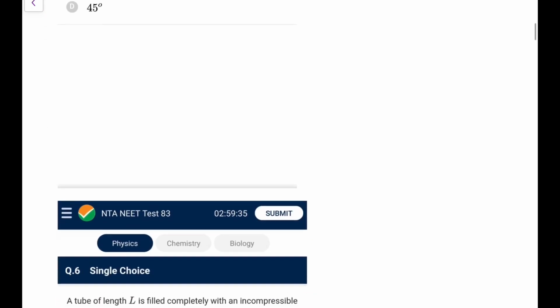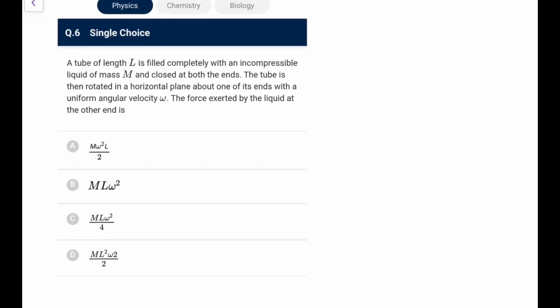Next, question number 6. You have a tube of length L filled completely with an incompressible liquid of mass m closed at both ends. Tube is then rotated in horizontal plane about one of its ends with a uniform angular speed omega. The force exerted by the liquid at the other end is. So this is like this. This tube is filled incompressible. It is rotated about this end with angular speed omega. So what is the force it exerts at the other end? Because of being in circular motion, it has a tendency to pull this end outwards, so this will push it inwards.